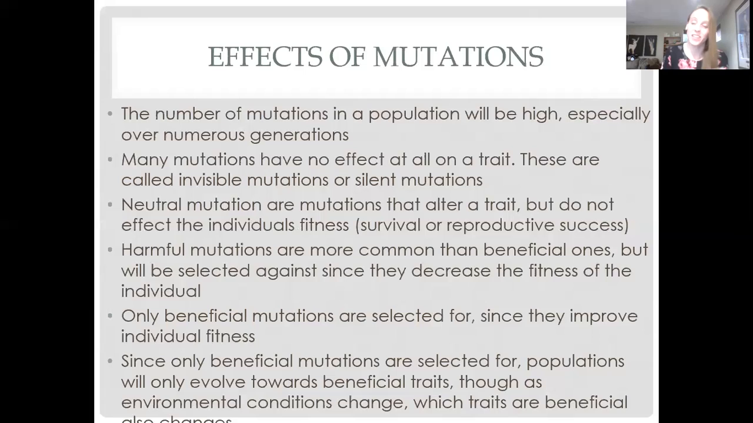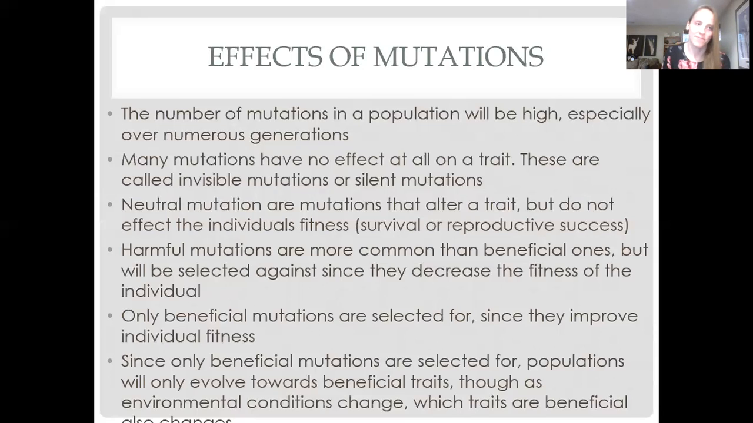Usually in populations, there's a lot of mutations happening, but most mutations actually don't have any effect at all on the traits. They're called invisible mutations or silent mutations. Essentially that's because the mutations happen in the junk part of your DNA that isn't actually genes, doesn't actually code for anything, or it changes the gene, but in a way that's so minor, it doesn't affect how that gene is expressed. You can also have neutral mutations, which affect the trait, but don't affect the individual's fitness.